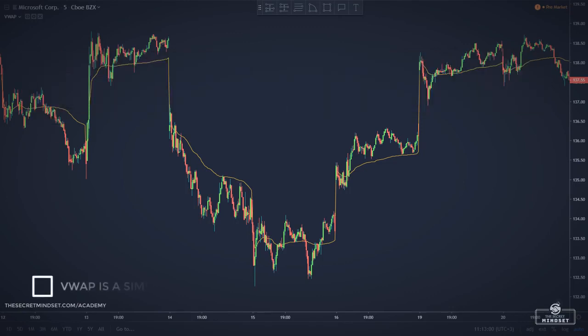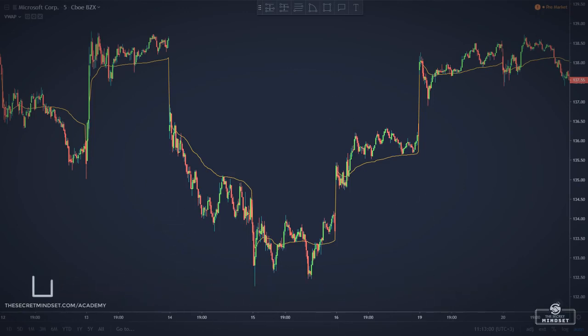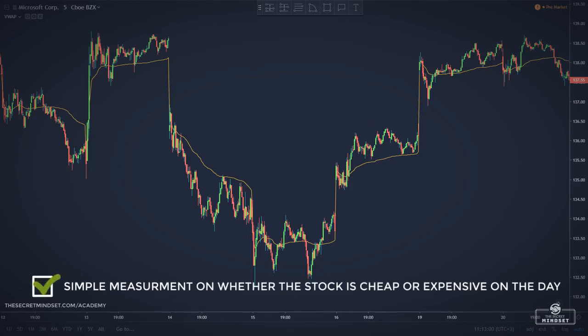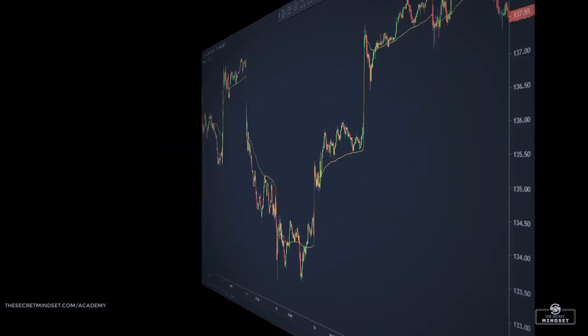VWAP is a simple indicator. The price is either above it or below it. When it comes to trading, simplicity often rules. Second, it is an easy measurement of whether the stock is cheap or expensive on that day. You can also use it to help pinpoint intelligent entry and exit points for your day trades, and it can help you to determine trend changes, often quicker than moving averages.